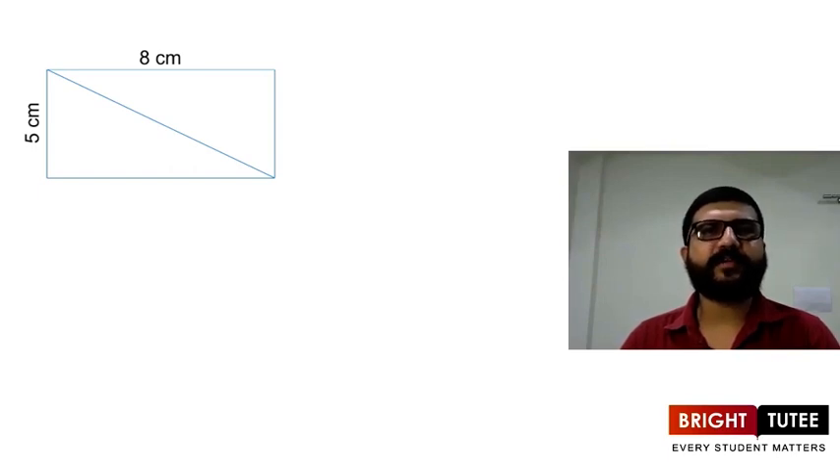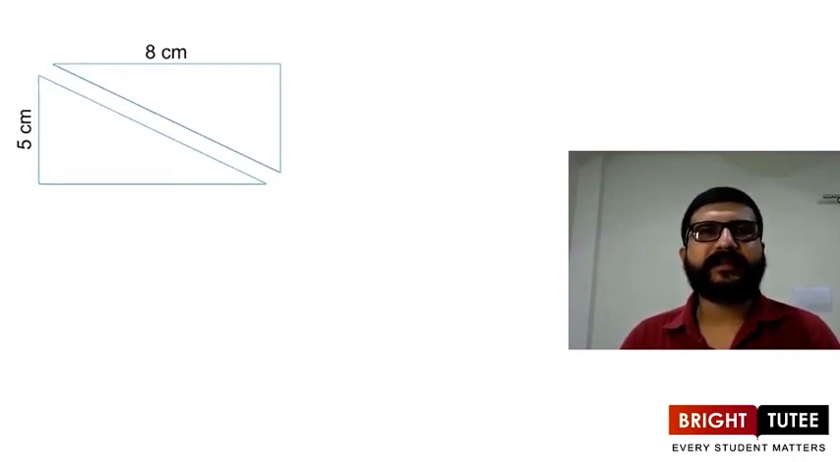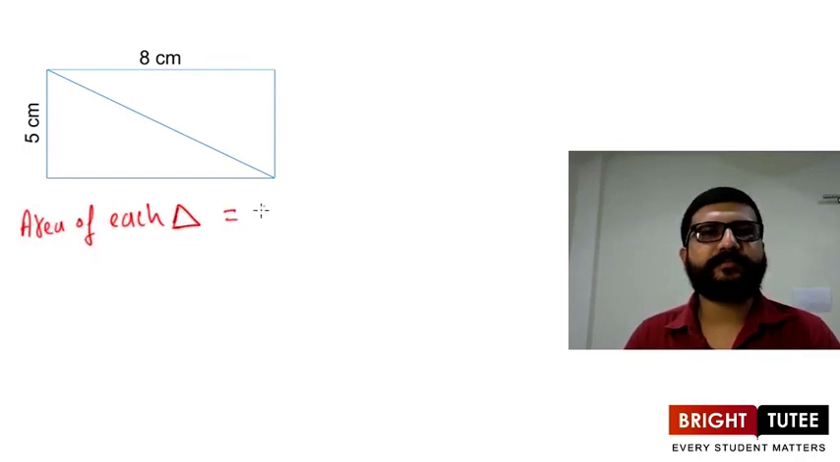Why are they equal? Because if we try to cut both the triangles separately and superpose one triangle over the other one, then it will cover it completely and exactly. So it means we can say both the triangles are congruent. Therefore, their areas are also equal as they are overlapping each other completely. So hence we can say area of each triangle, this symbol is used for triangle, is equal to half of area of rectangle.